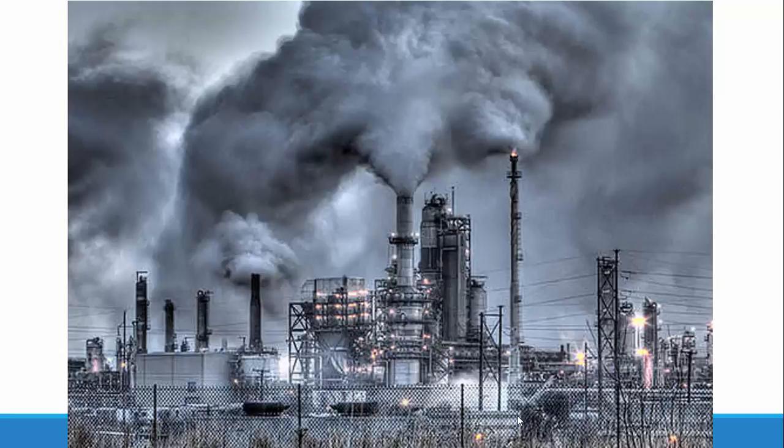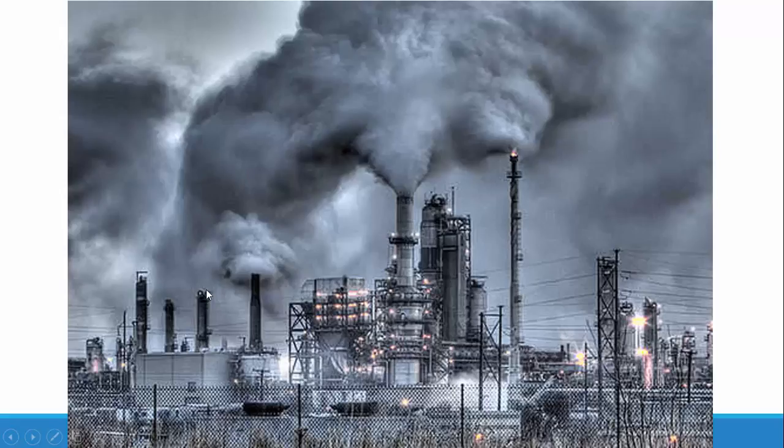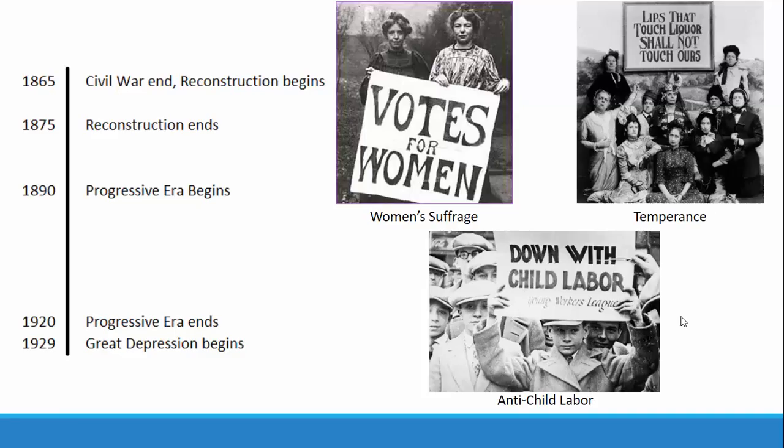When unregulated, historically, oil companies will pollute the areas around them. They will release more noxious gases, and they also will do less to contain leaks, oil leaks. So progressives at this time wanted the government to regulate these oil companies, to give more control and rules and policies and guidelines to prevent them from doing things like polluting or taking advantage of the people in the area. So a lot's going on with the progressives.